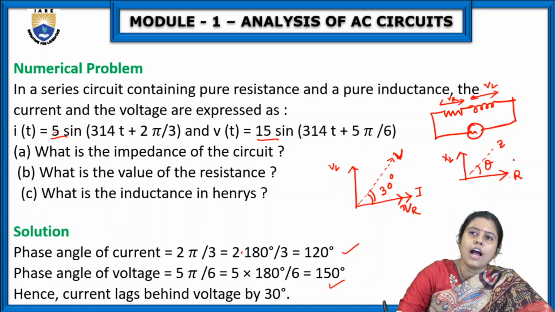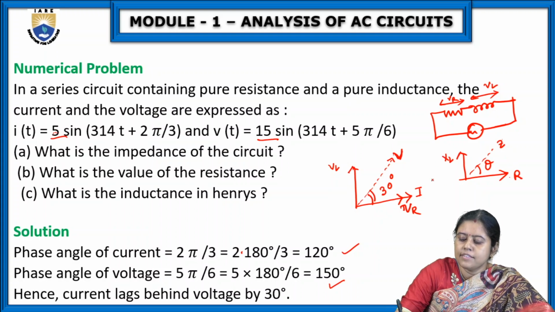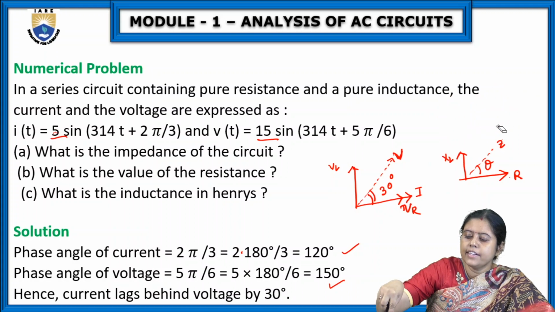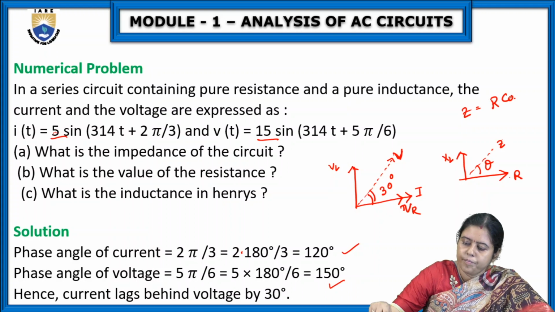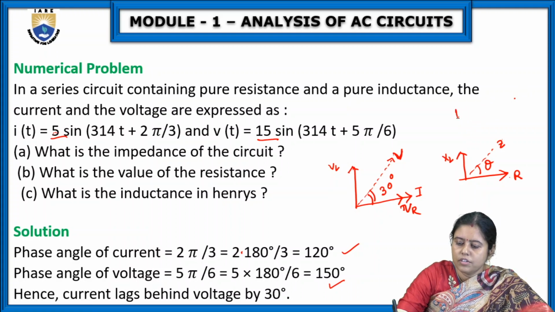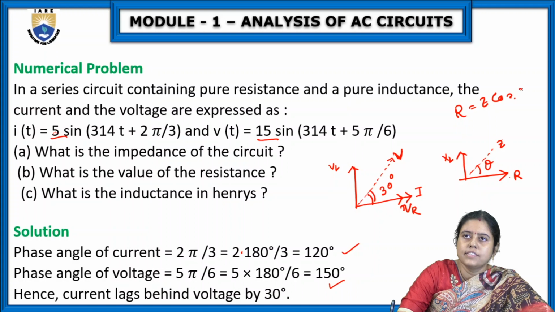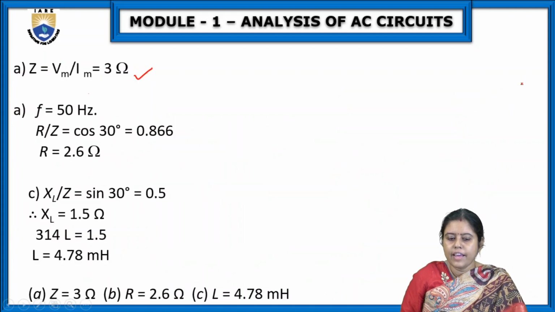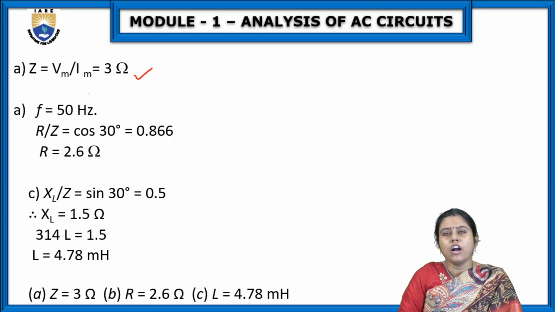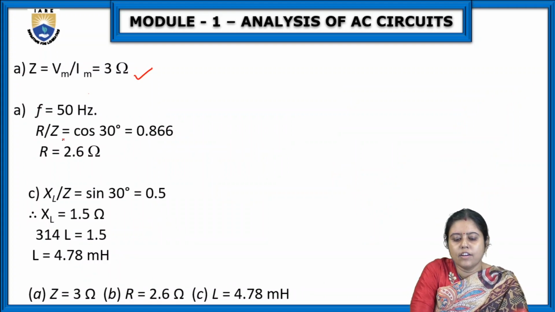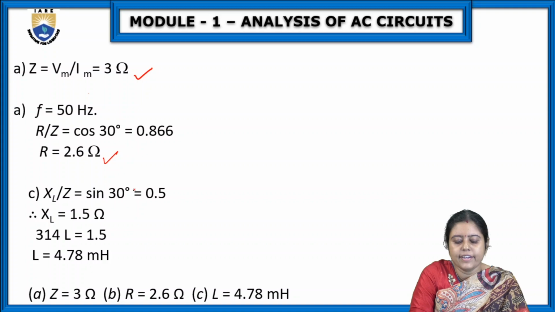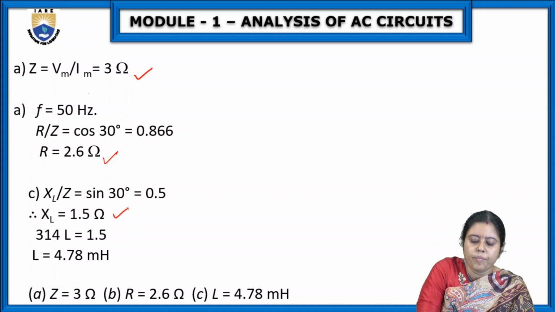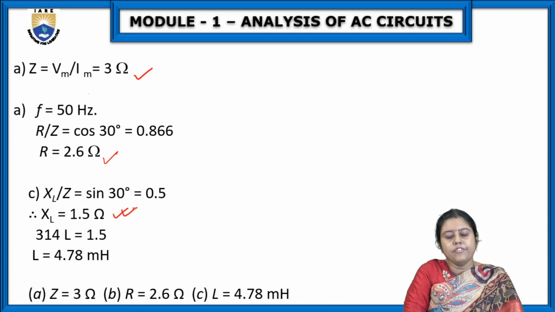What is the relation between R and Z? The relation is R is equal to Z cos theta. The angle we got is 30 degrees. So R is equal to 2.6 ohm. Again, XL by Z is equal to sin 30 degrees. So we got the value of XL as 1.5 ohm.